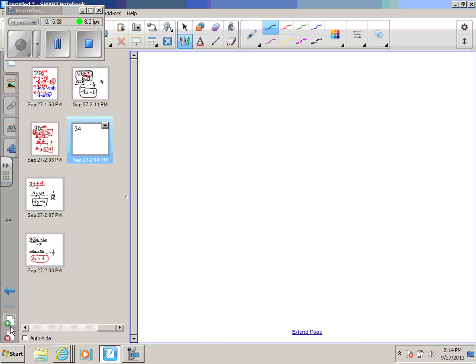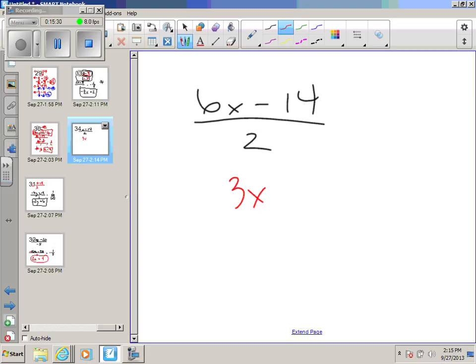Like 6x minus 14 all over a 2. Just keep it the way it is. Now that you know what you're doing, 6x divided by 2, 3x. Negative 14 divided by 2. There it is. You can keep it as is if you know now what it is that you're doing. Okay?